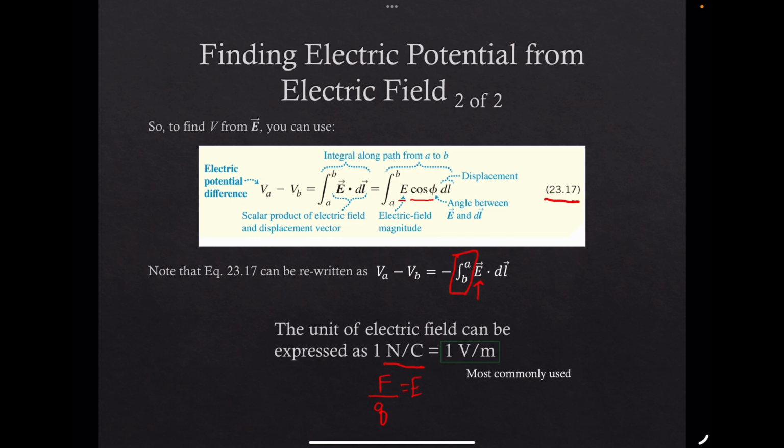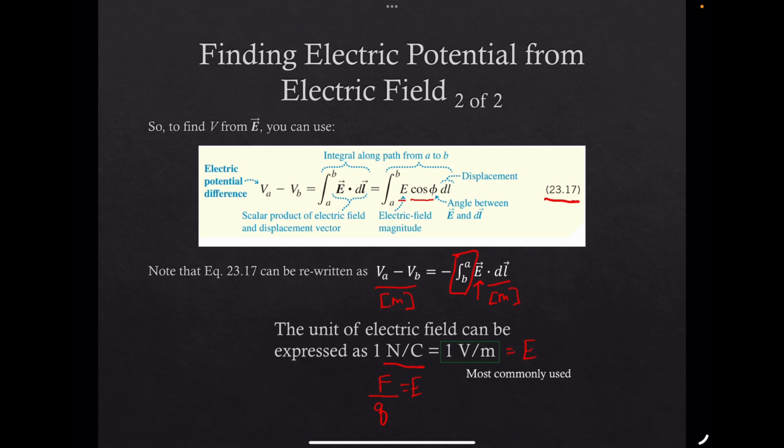Well, now if you look at this equation that I just showed you, equation 2317, you can see that there is actually another set of units that we can use. If you were to divide both sides by this dl, which is a distance, okay, you get a volt over meter. And that's another unit for electric field, a volt per meter.